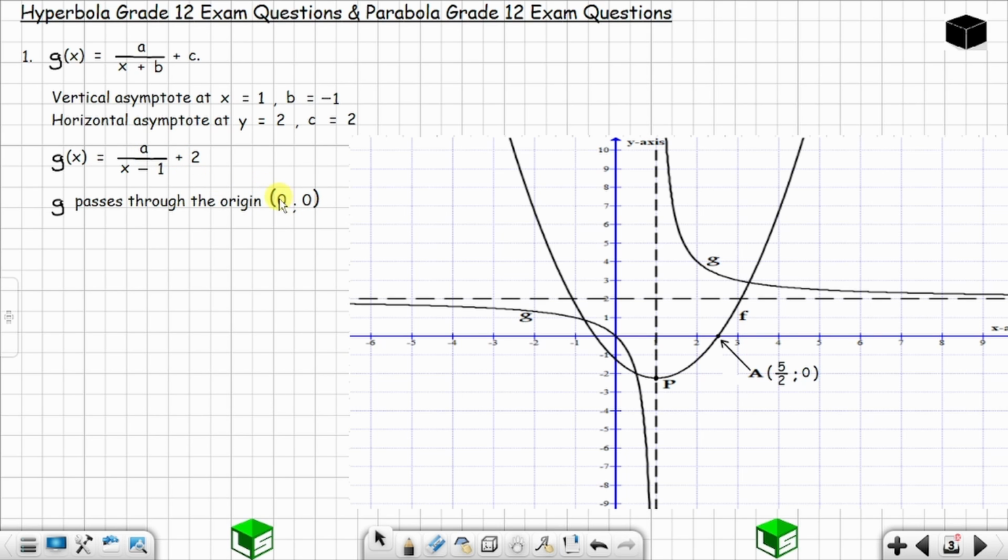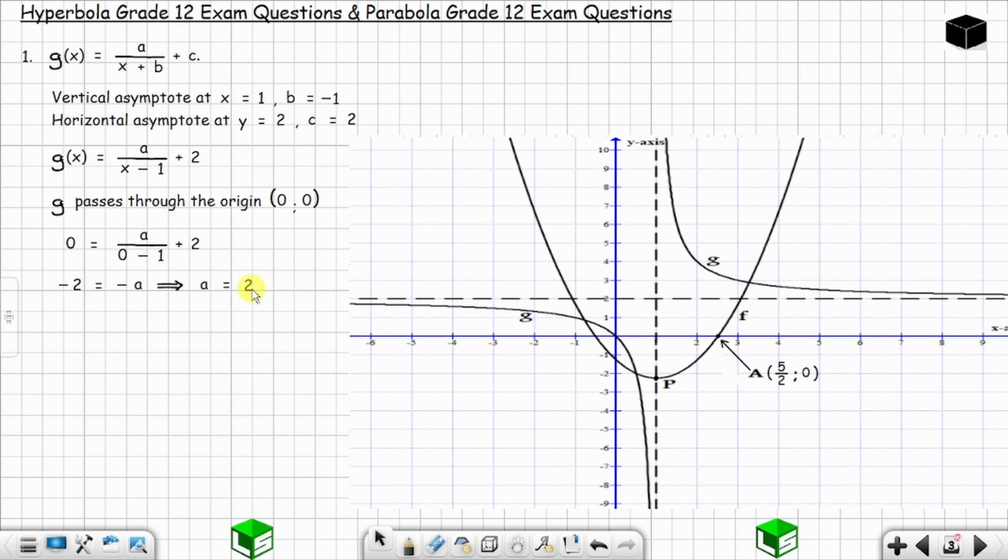Okay, so this is your x coordinate and this is your y coordinate. So g of x is y and the value of y is 0. So you have 0 is equal to a over (x minus 1), with x being 0, plus 2. Okay, so you take this 2 to the left, it's negative 2 is equal to a over negative 1, which is negative a. And so the value of a is equal to 2 when you multiply by negative 1 throughout. A is equal to 2.